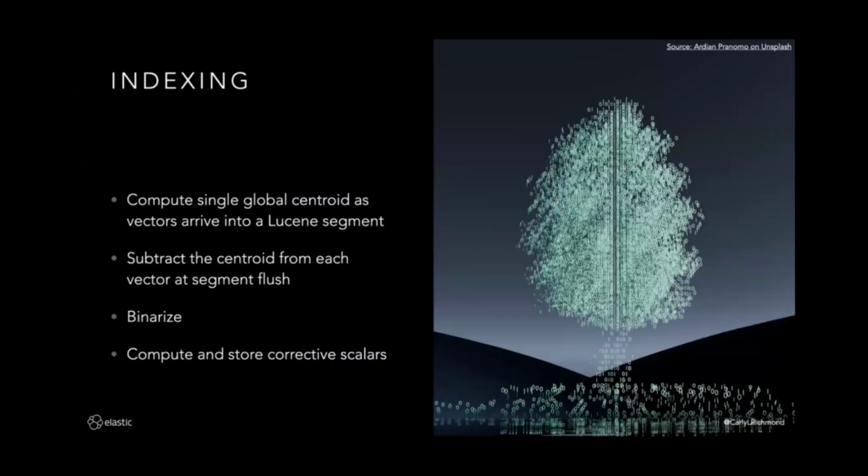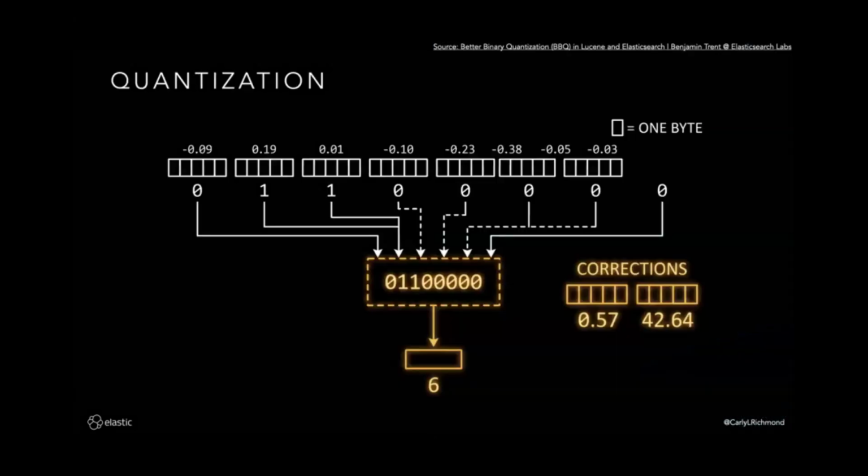The way binary quantization works is we compute a single global centroid, and we do that as each vector lands in a Lucene segment, effectively by taking the mean across the segment. Now, we subtract the centroid from each vector at segment flush. That's the point where we're persisting the segment vectors onto disk within Lucene. We then binarize, and we also need to store corrective scalars, which help us get back to the original vector again.